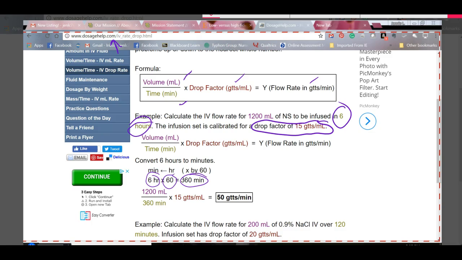And now we're going to put our milliliters. So the order was for 1,200 mLs, so that will go here. And then it has to be infused over 6 hours, which is 360 minutes, and then times your drop factor per mL. That equals 50 drops per minute. All right, I hope that makes sense.